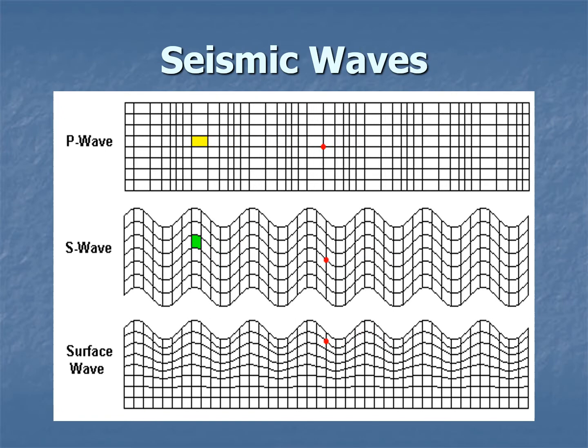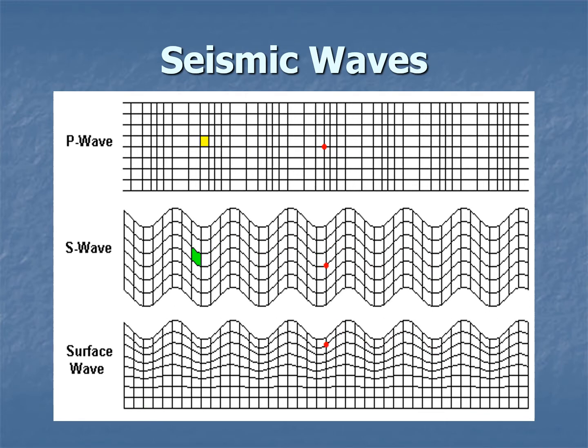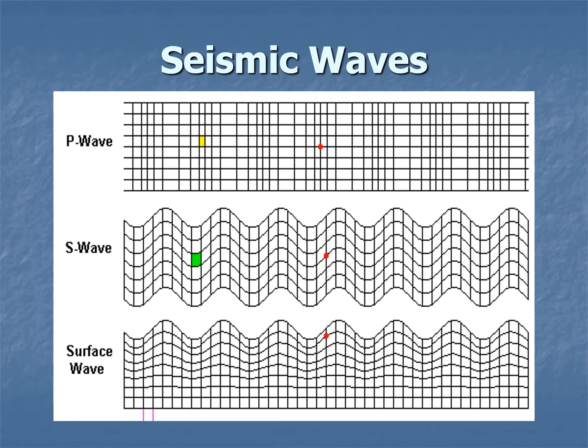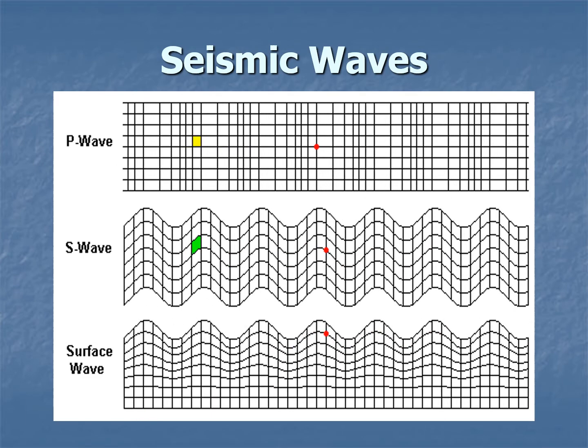So here are some animations. For the P wave, it's best to look at the yellow box and not the dot. The yellow box shows you pretty well what's happening to individual rock particles as the compression wave moves through. For the S wave in the middle, I think it's better to look at the green rectangle than the red dot. You see that the rock particles are moving perpendicular to the direction of wave travel, a shear type of motion. And then on the bottom, that's a surface wave, the Rayleigh wave, known as ground roll.